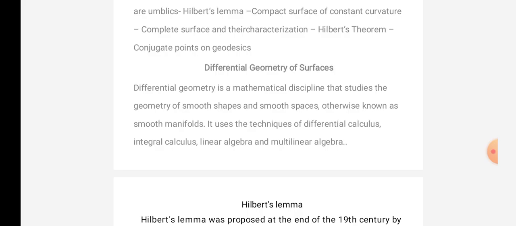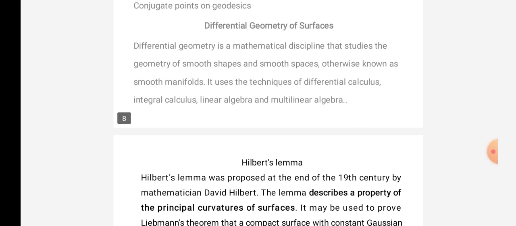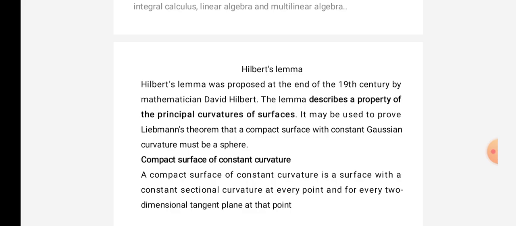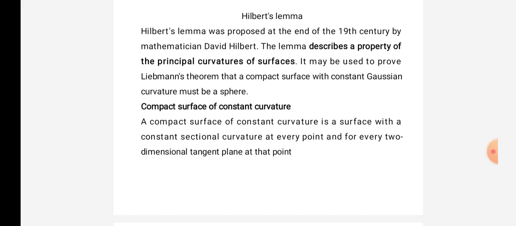Differential geometry on surface. Differential geometry is a mathematical discipline that studies the geometry of smooth shapes and smooth spaces, otherwise known as smooth manifolds. It uses the techniques of differential calculus, integral calculus, linear algebra, and multilinear algebra. Hilbert's lemma was proposed at the end of the 19th century by the mathematician David Hilbert. The lemma describes a property of the principal curvature of a surface. It may be used to prove Liebmann's theorem that a compact surface with a constant Gaussian curvature must be a sphere.